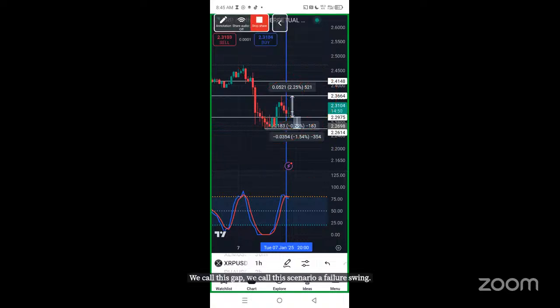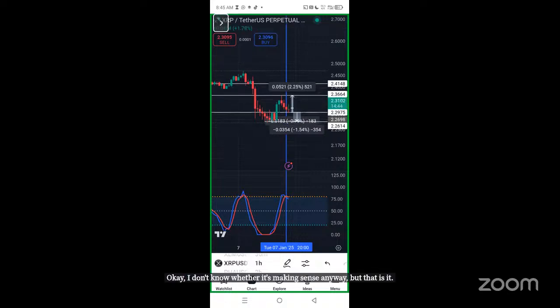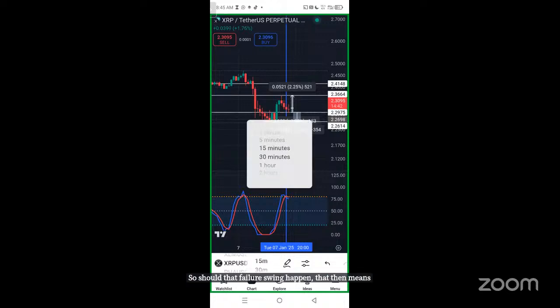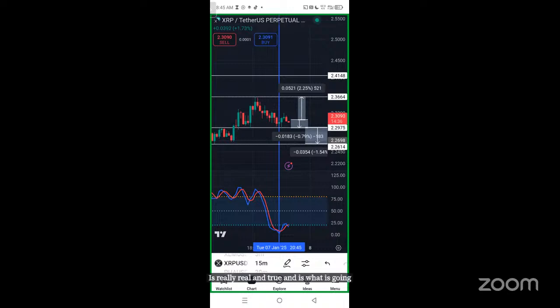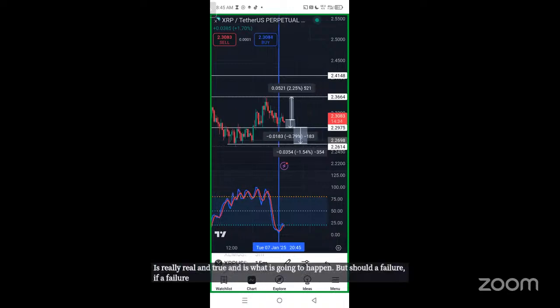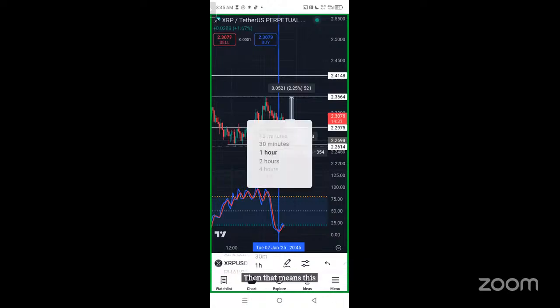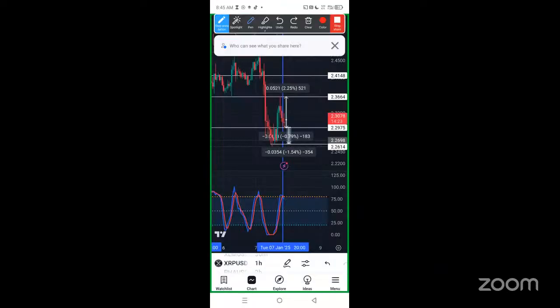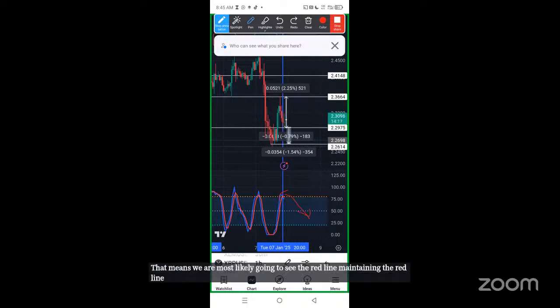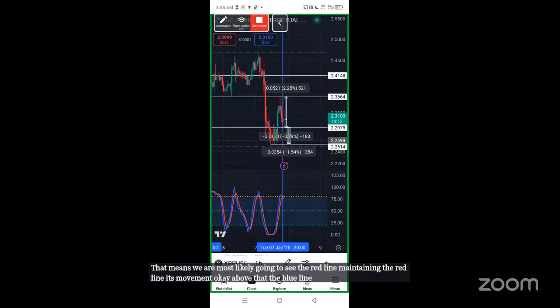Okay, I don't know whether it's making sense, but that is it. So should that failure swing happen, that means whatever we have seen here is really real and true, and it is what is going to happen. But if a failure swing fails to form, then that means this can be a downtrend. That means we are most likely going to see the red line maintaining its movement above the blue line. But the most important thing is just look out for a crossover.